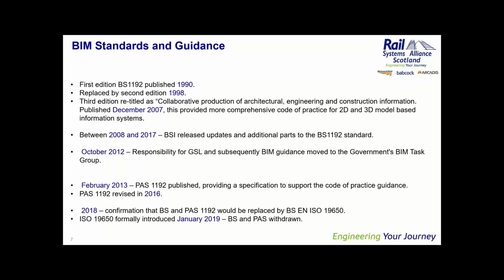February 2013 saw the introduction of the PAS 1192, and that provides a specification which supported the code of practice in the BS 1192. The PAS 1192 was revised in 2016, and then in 2018, it was announced that the BS and the PAS 1192 would be replaced by the ISO 19650, the international standard for BIM. And the ISO 19650 was formally introduced in January 2019, when the British standard and the PAS were withdrawn. So that's where we are in terms of standards in the industry at the moment.